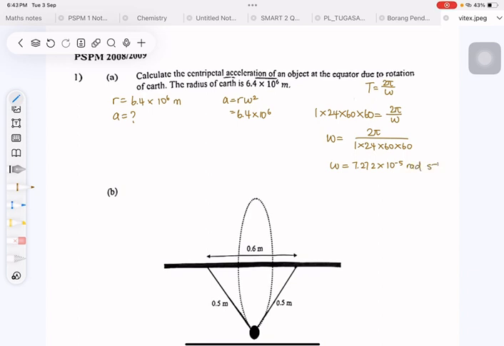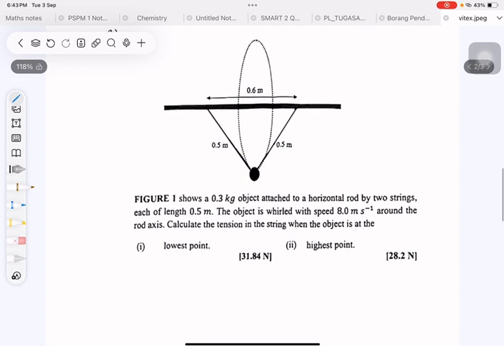So now, we can sub the value of omega into the equation of centripetal acceleration, 7.272 times 10 to the power of negative 5. And then finally, we can get the answer: centripetal acceleration equals 0.0338 m s to the power of negative 2. This will be the final answer for centripetal acceleration. And now for 1B1 and 1B2, I would like to invite my partner Peng Shi En to present.